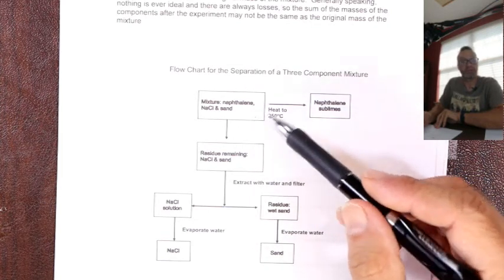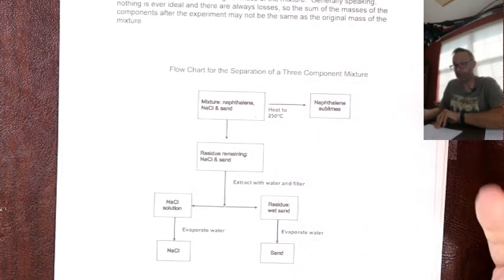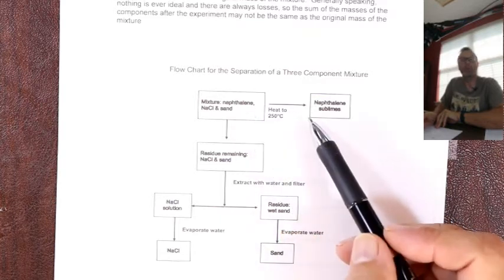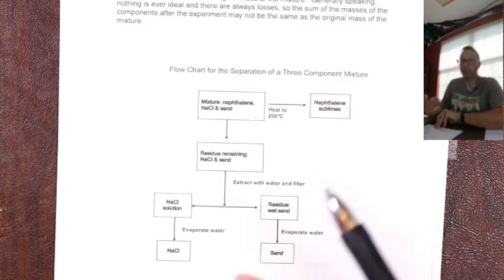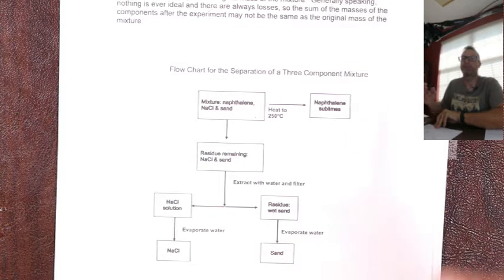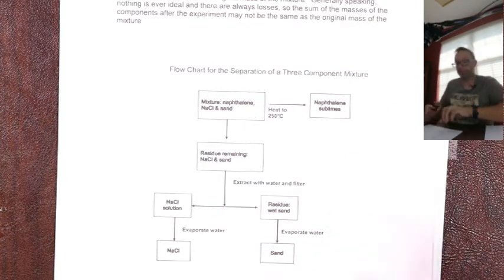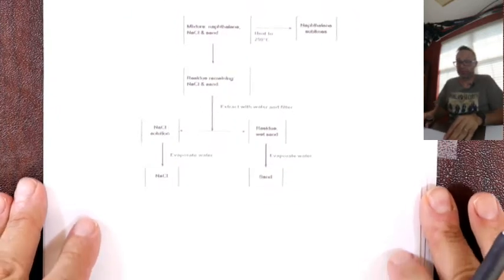Now we're following like a flow chart, right? So the sequence of operations is important. So you heat it up, weigh it again, work out the difference in weight. That's the mass of naphthalene. Mass of naphthalene over mass of mixture times 100 is the percent of naphthalene. And then it just turns into the sand-salt mixture experiment, okay?